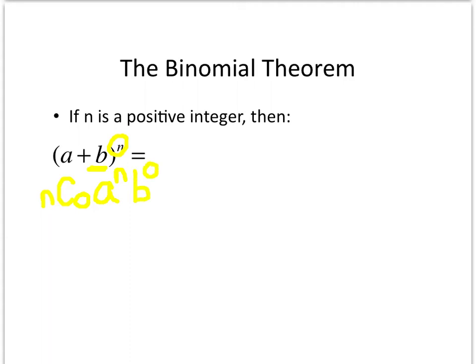For my second term, again, I have n b's to choose from, but this time I'm choosing 1. So it could be a b from the first parenthesis, the last parenthesis, the third parenthesis.